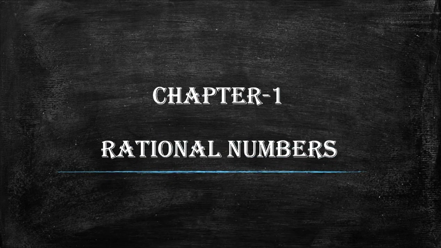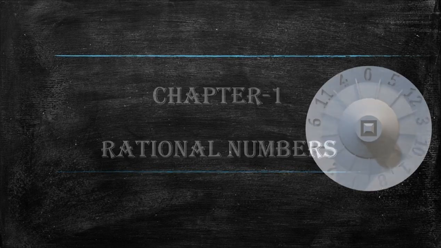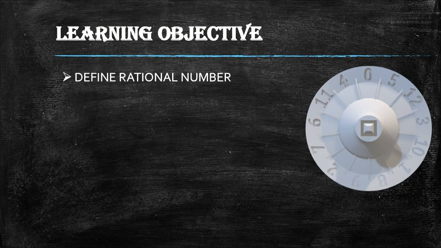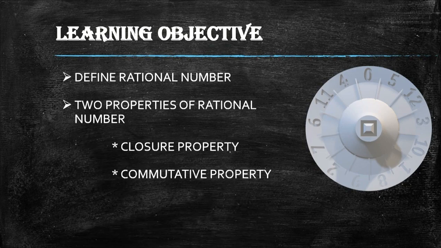Chapter 1, Rational Numbers. This is the first chapter in the NCERT book. Learning objective. Let's see what are we going to learn today. Define rational number, two properties of rational number, closure property, commutative property, and a small activity done by the students.